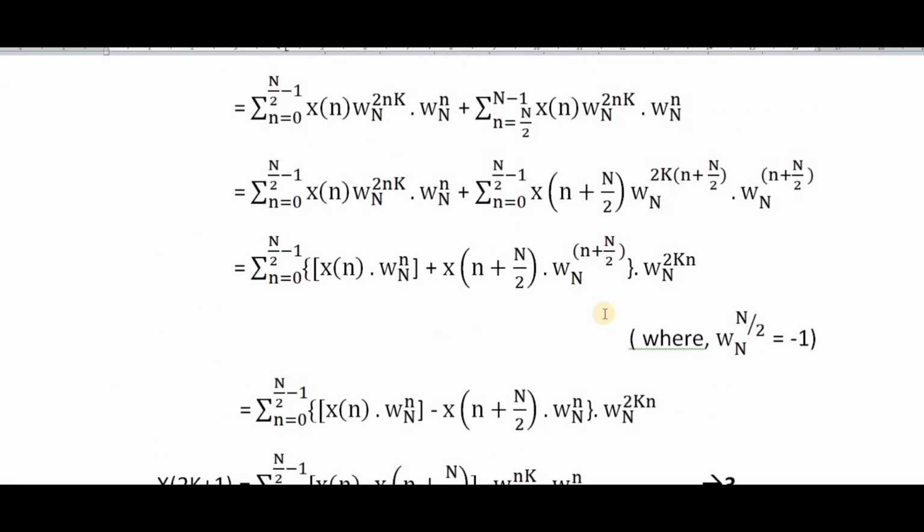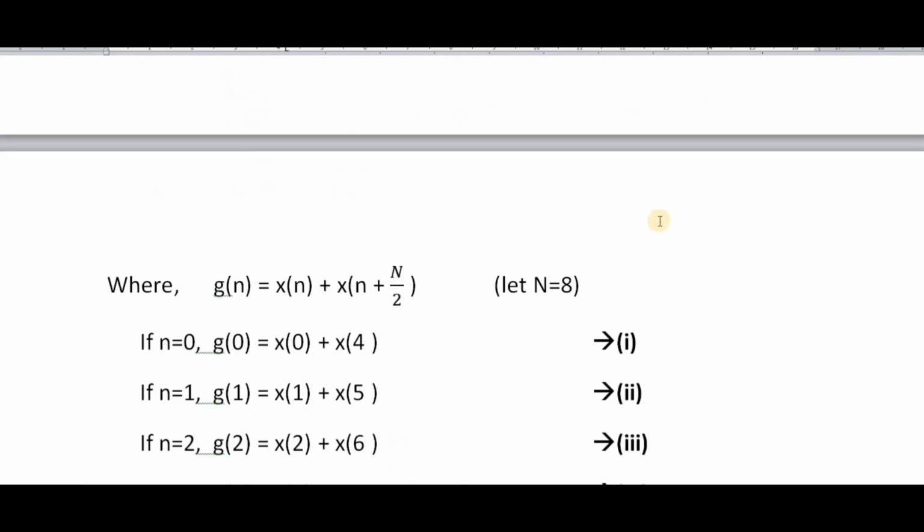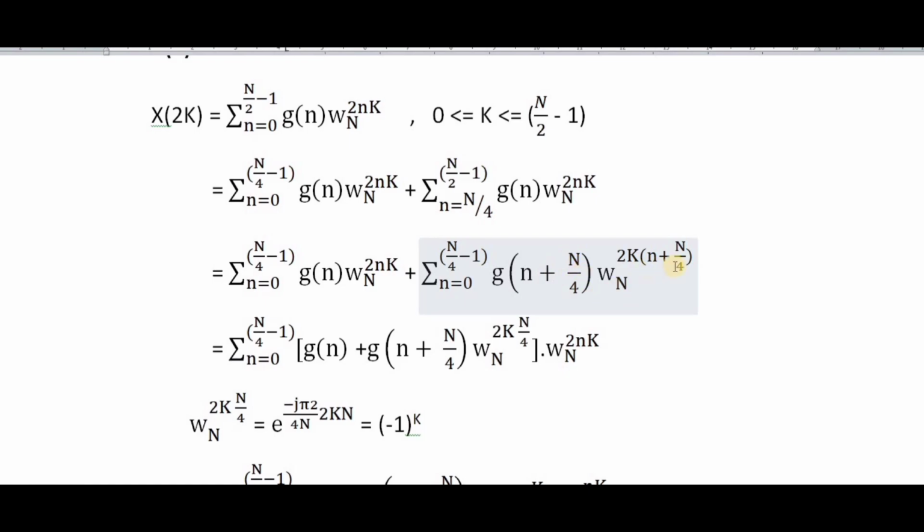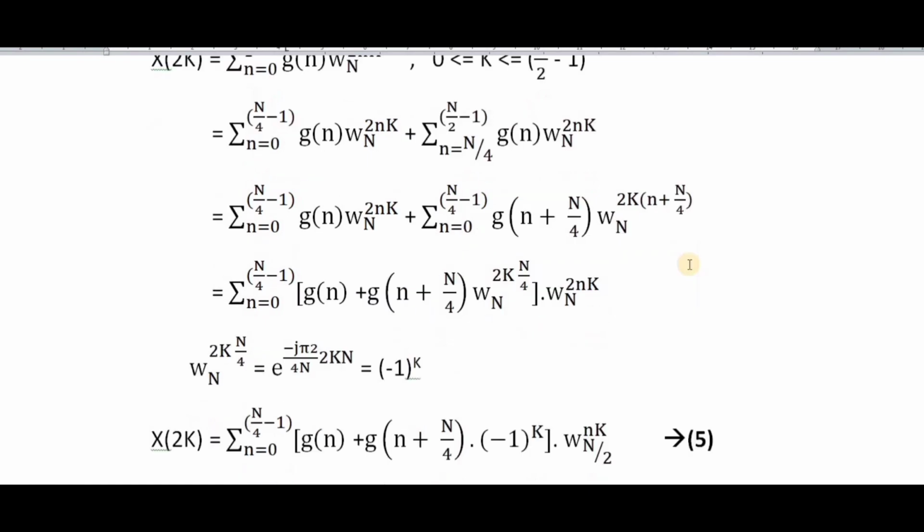So you take this from equation 2. From equation 2, you substitute. Again, you split this equation 2. Instead of n by 2, you take it as n by 4 minus 1. So this is n by 4 to n by 2 minus 1. In order to make it 0, you have to add n plus n by 4 and n plus n by 4. So if you add, you can take this Wn of 2kn common. So what is Wn of 2k into n by 4? This 2 gets cancelled out, and you will get minus 1 of k.